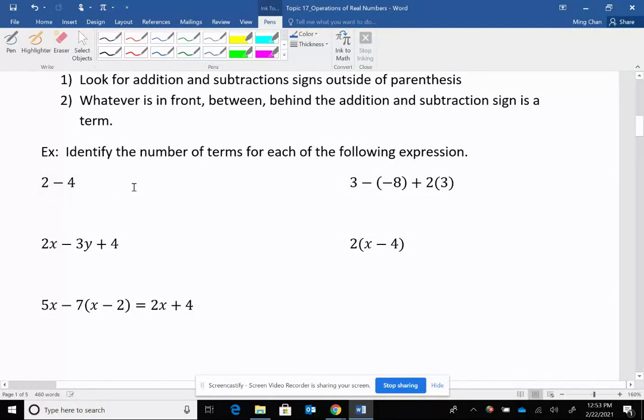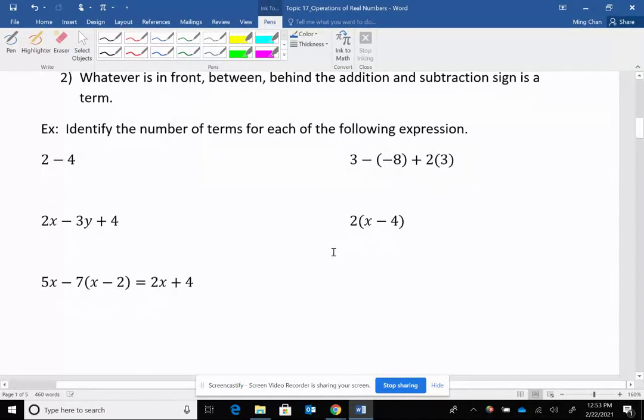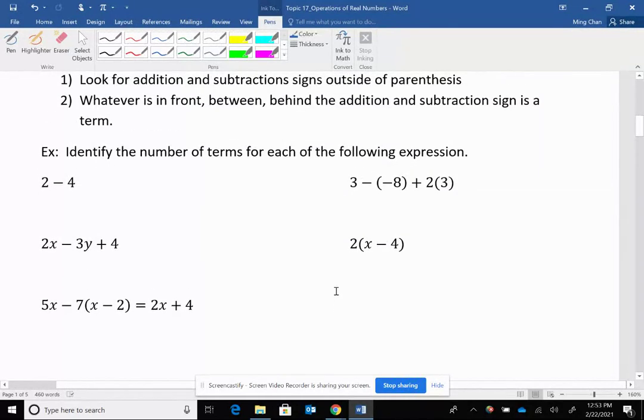So this problem: identify the number of terms in each of the following expressions. 2 minus 4 is just 2 minus 4, right? But to know how many terms you have, find these addition and subtraction signs outside the parentheses. So here the subtraction sign is right here. What's in front of it is one term. What's behind it is one term.